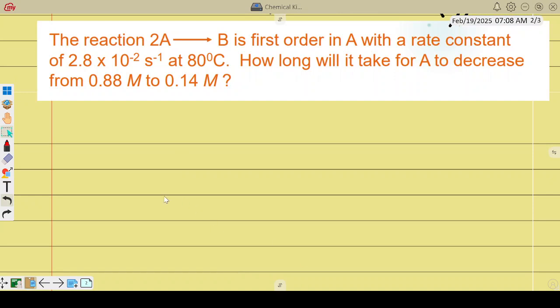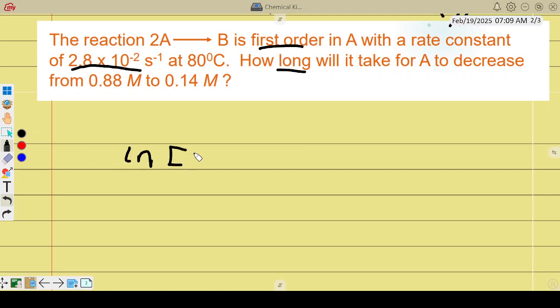Now let's have a look at this question. The reaction 2A is a first order reaction. You have been given a signal, first order. The rate constant is given, and then we have this temperature for no reason. How long will it take for A to decrease from 0.08 all the way up to 0.14? This is a very straightforward question. They are asking you to find how long. When you just say how long, you already know that it's the time.